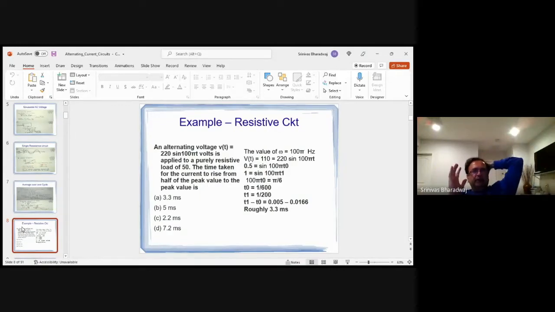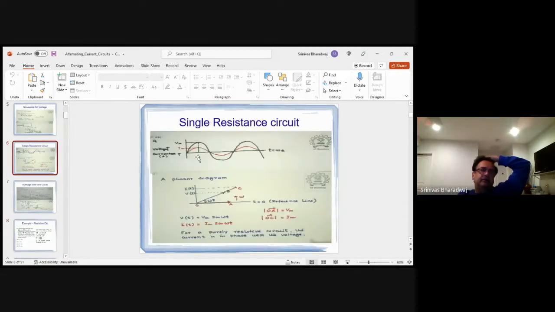What are we looking at here? Resistive circuit, resistive load of 50, right? So now what happens to the voltage? Voltage follows a very standard procedure. It is a sinusoid. Current follows the sinusoid. That is the point that they are making. You must understand this figure, what's going on here, right?